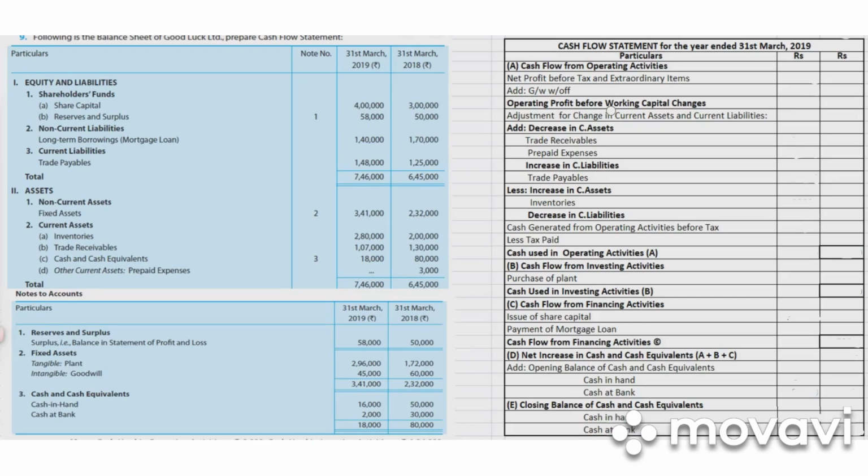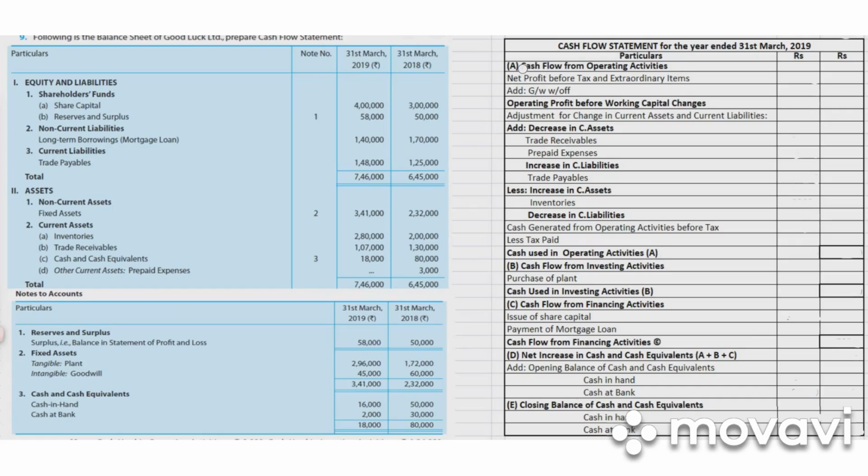So two important things, dear students. When we see this cash flow statement, you can see the three sections: cash flow from operating activity, then cash flow from investing activity B, cash flow from financing activity C. Now what are the items coming under operating activities? Of course, the cash flow statement starts with the net profit. The first main heading in this cash flow statement is net profit before tax and extraordinary items.